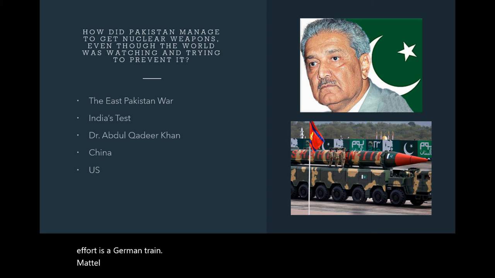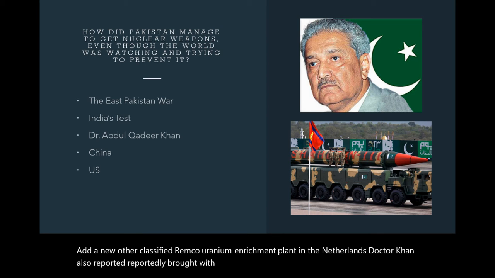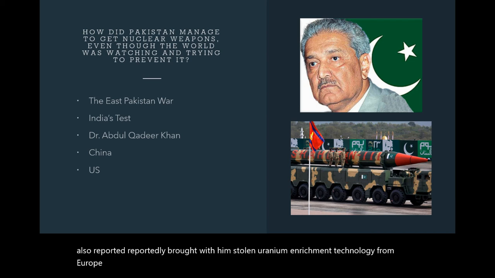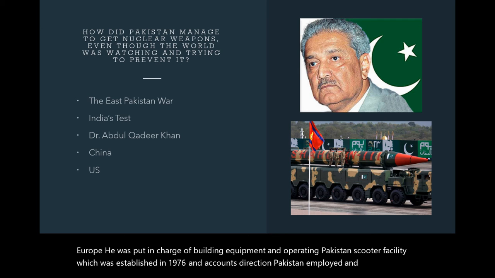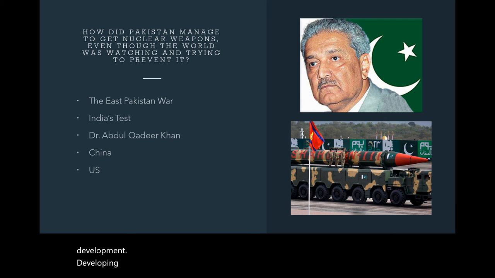metallurgist who brought with him knowledge of gas centrifuge technologies that he had acquired through his position at the classified Urenco uranium enrichment plant in the Netherlands. Dr. Khan also reportedly brought with him stolen uranium enrichment technologies from Europe. He was put in charge of building equipment and operating Pakistan's Kahuta facility, which was established in 1976. Under Khan's direction, Pakistan employed an extensive clandestine network in order to obtain necessary materials and technology for its developing uranium enrichment capacity.